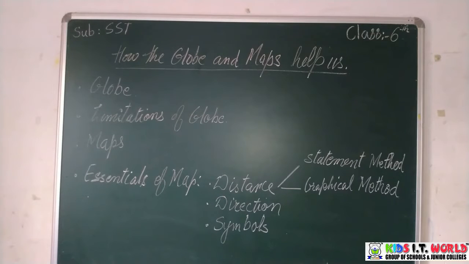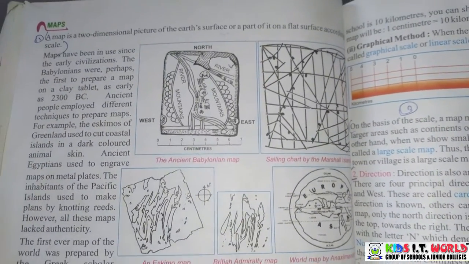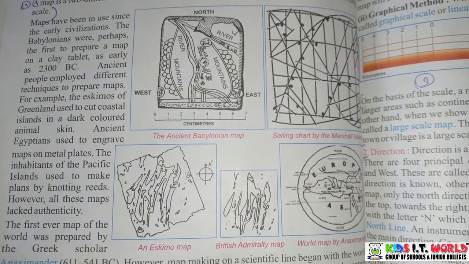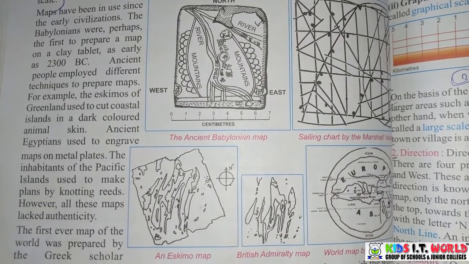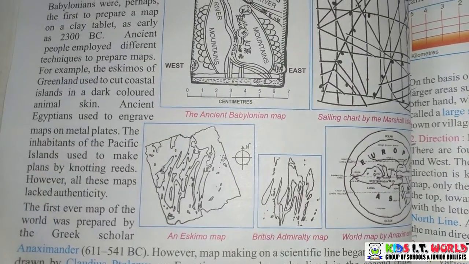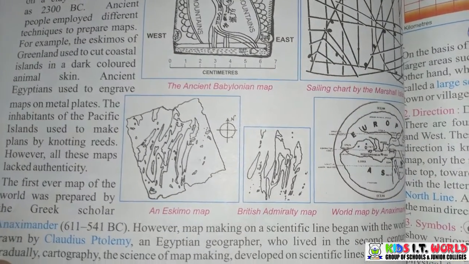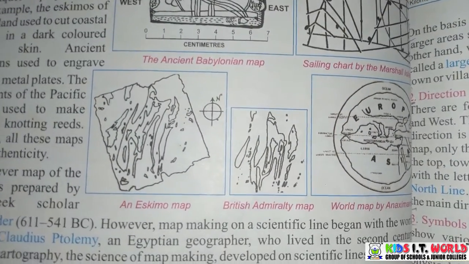So what are maps? Yes, maps are two-dimensional pictures of the earth. I'll quickly show you an example of map. Here are a few examples of how a map looks like. Okay, so first you can see the ancient Babylonian map, and then below it you can see an Eskimo map, a British Admiral map. These are very old forms of maps, very old.